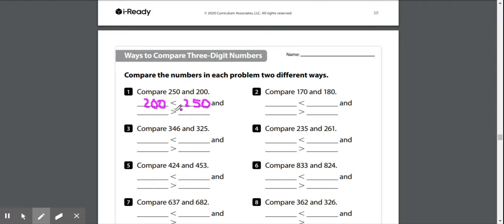But here, this is the greater than sign. We've got to turn that around. We want to eat the biggest number and point out the smallest one. So you're going to have to figure out which one's bigger, which one's smaller, and the way that the symbols are pointing, okay?